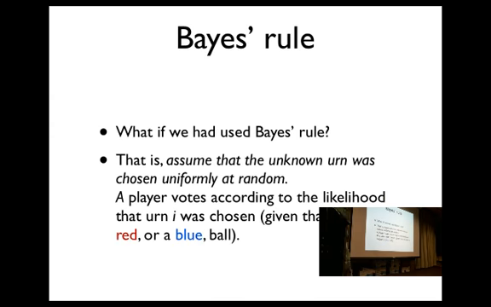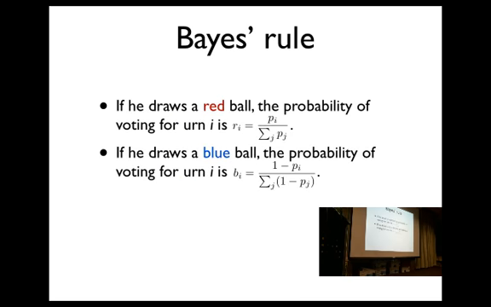So one thing that people suggested is, why don't players just use Bayes rule? And by Bayes rule, I mean the following. So assume that we really don't have an adversary, and actually let us change the game, and let's say that the unknown urn is chosen uniformly at random. Okay, so we pick the unknown urn uniformly at random, and then a player votes according to the likelihood that urn I was chosen, based on whether he picked the red or the blue ball. Okay, so this means that if I pick a red ball, then the probability that I will be voting for urn I is just pi, the fraction of red balls in urn I, over the sum of the red probabilities of all the urns.